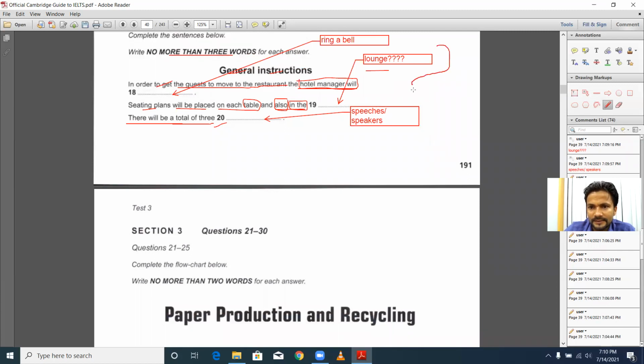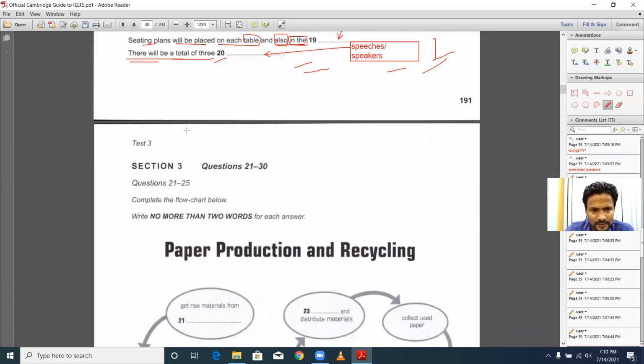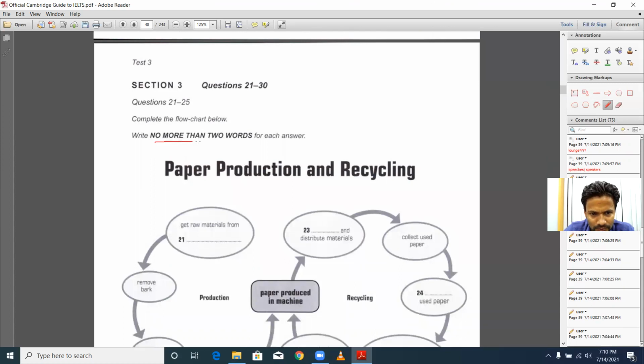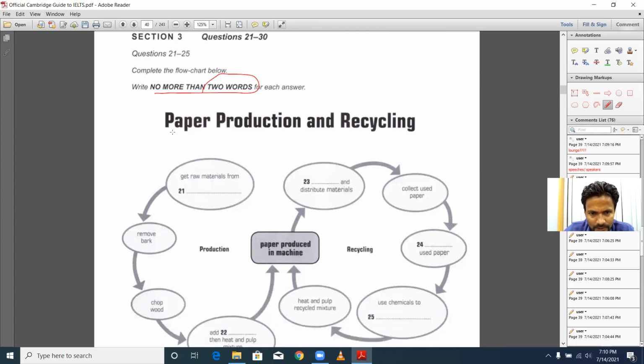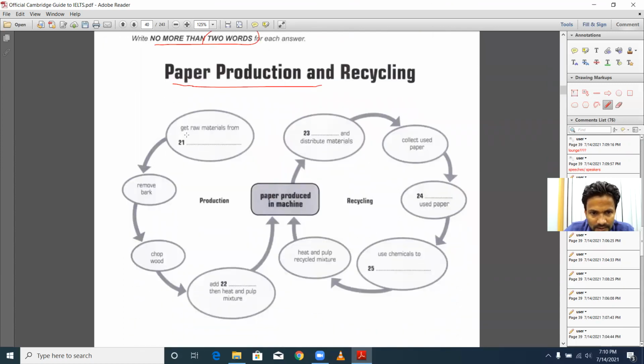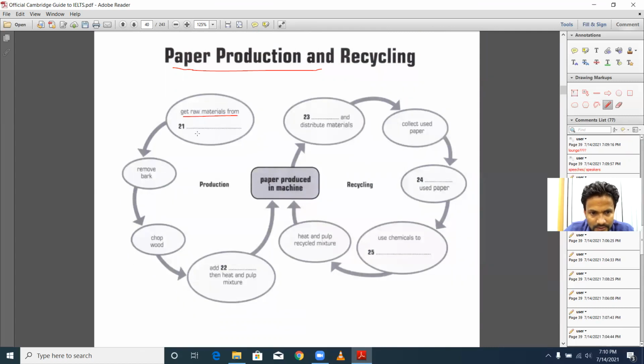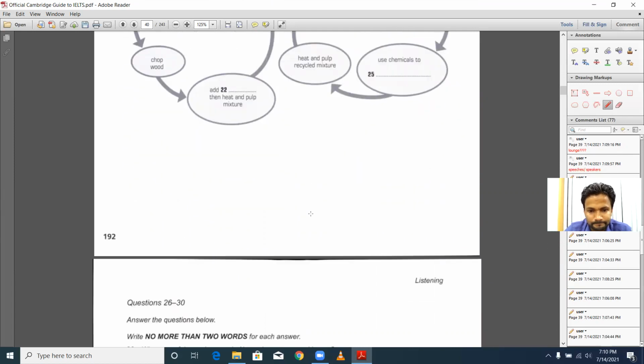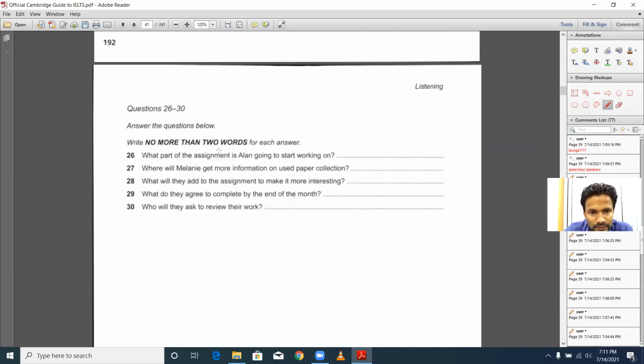Okay, I have a doubt here. Okay, here she said speeches or speakers. Okay, there will be a total of 3. Okay, let's go here. No more than 2 words. Paper production and recycling. Okay, let's look like this. Okay, step by step, and then no more than 2 words.